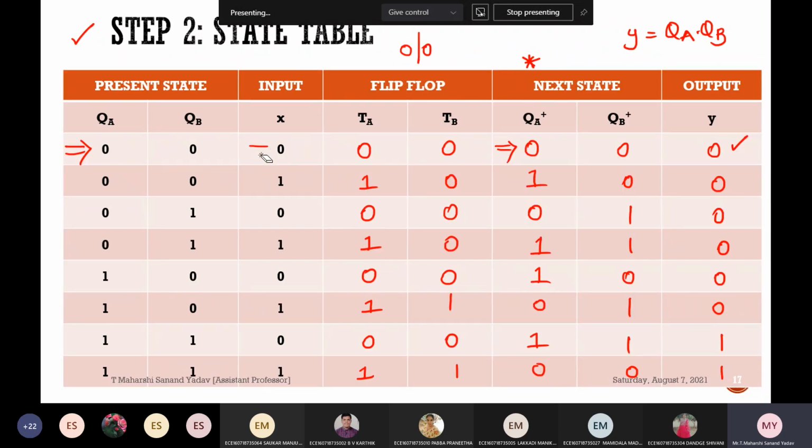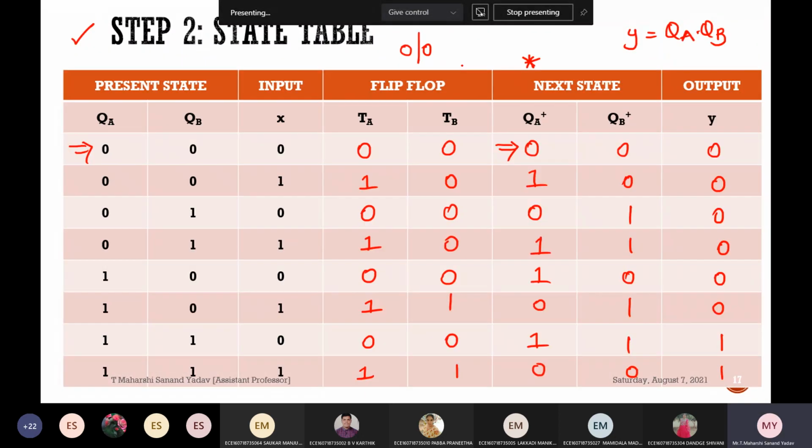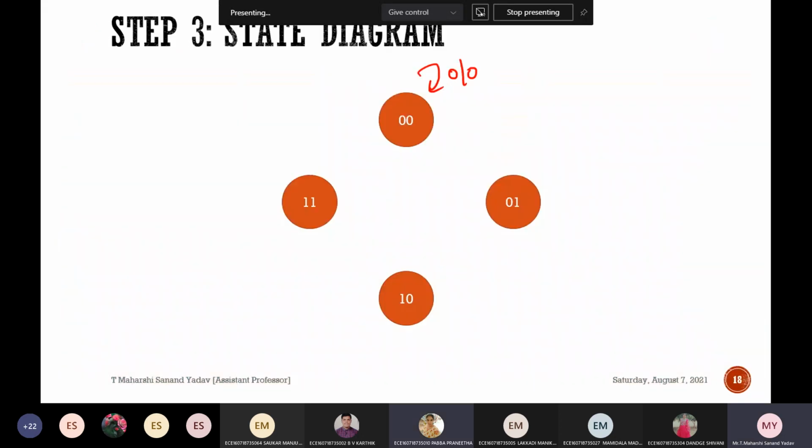So let me write it for you. For 0 0, same state, so you have to write it as 0 by 0. Next, for 0 0, when input x is equal to 1, it is going to 1 0, from 0 0 to 1 0. Input is 1. What is output? It is 0.